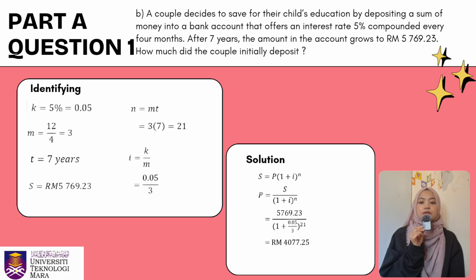Then we once again use the N and I formula to find its values. We will get N equals to 21 and I equals to 0.05 over 3. Final step is to use the S equals to P times 1 plus I to the power of N formula. However, we want to find the value for P, which is the initial deposit. So we will have to put the P at the front of the equation. It becomes P equals to S over 1 plus I to the power of N. Then we'll substitute the values before in there and we'll get the initial deposit is 4,077 ringgit and 25 cents.